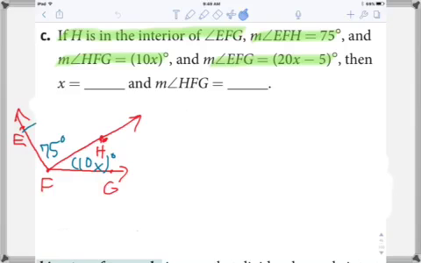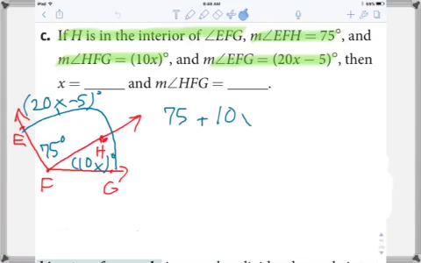Well, angle EFG is the whole figure, okay? And so one way to label it is to show that it's going to be the whole thing, 20x minus 5 degrees. So the way we set up a problem like this is we're looking at this angle plus this angle to equal the whole thing. And so we set up an equation, or this is something we can use, 75 plus 10x equals 20x minus 5.